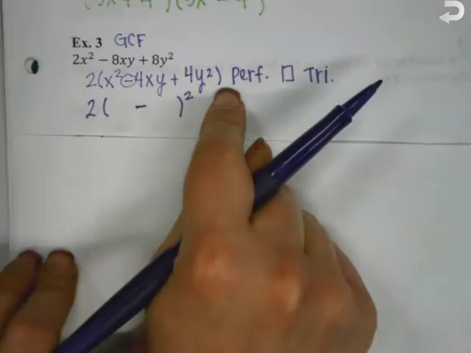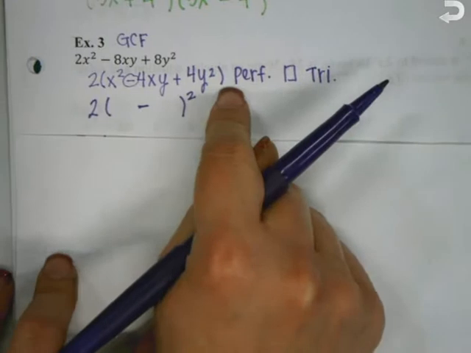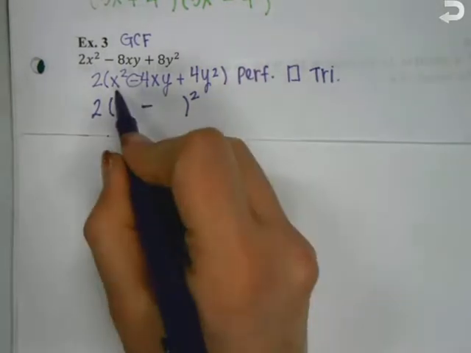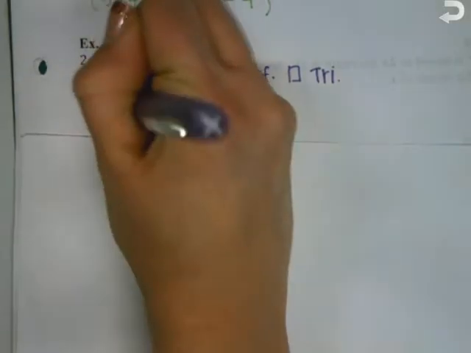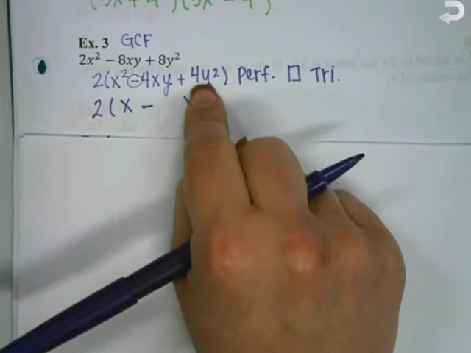What's the square root of x squared? x. And what's the square root of 4y squared? 2y. And that's my answer.